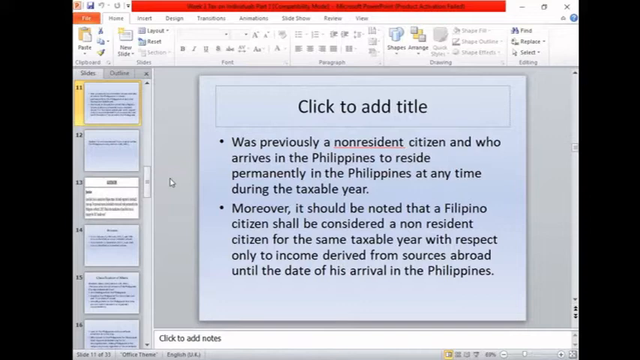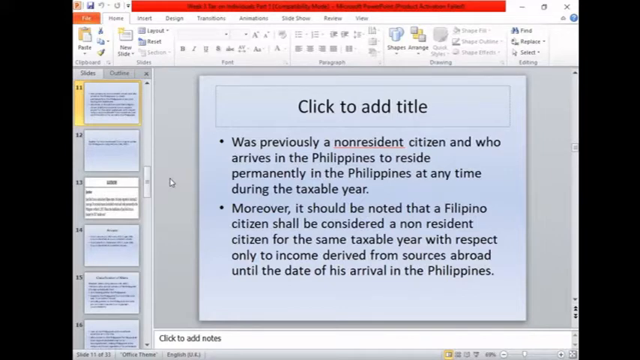Let's say today is October. It was during the taxable year. Let's say the taxable year is 2021. From January to September, you are a non-resident citizen. Let's say you are in Canada. And then October 15th is the date of your arrival in the Philippines, because you decided to come back to the Philippines and stay for good. And that's also the change of status.